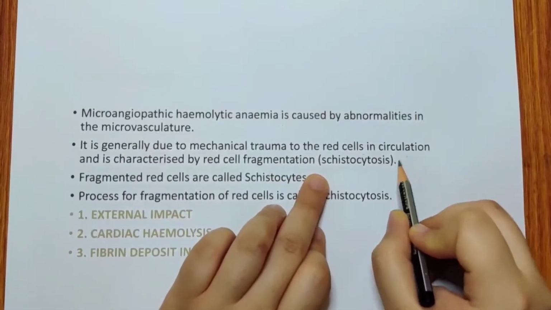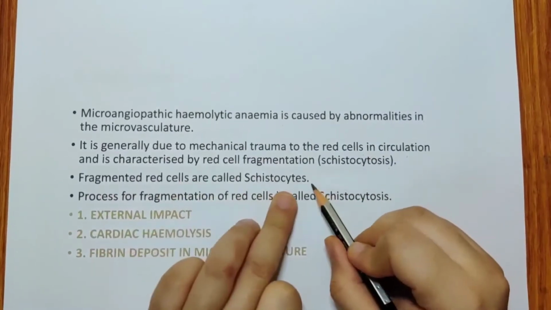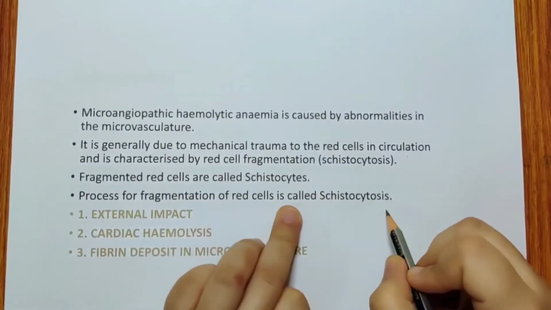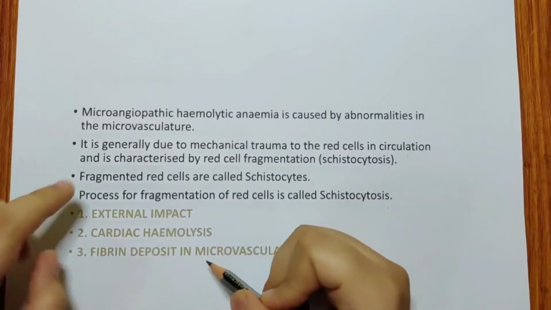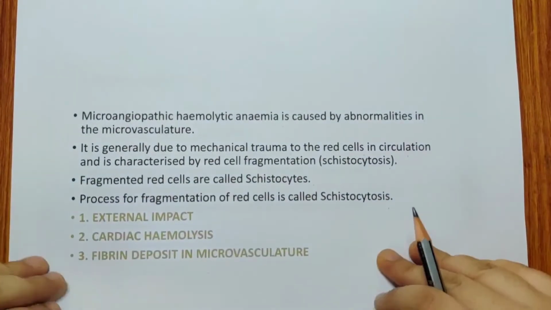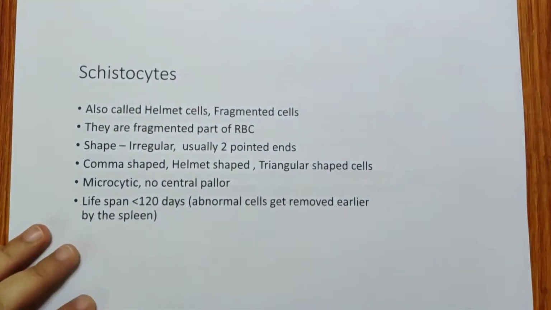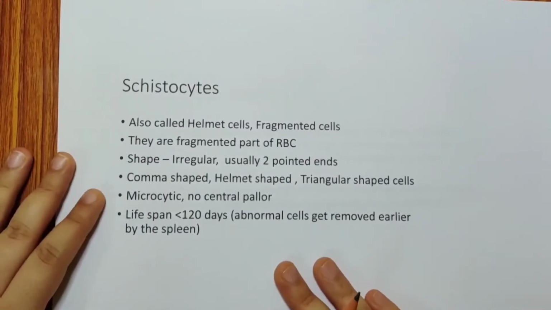Red cell fragmentation is known as schistocytosis. Fragmented red cells are called schistocytes. The process of fragmentation of red cells is known as schistocytosis. Now, there are three factors by which microangiopathic hemolytic anemia can occur. But before we go there, we need to understand a very important factor, that is the schistocytes.